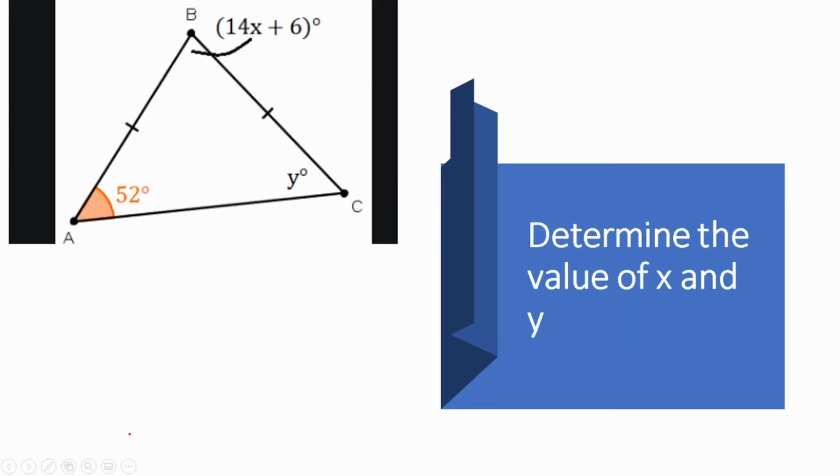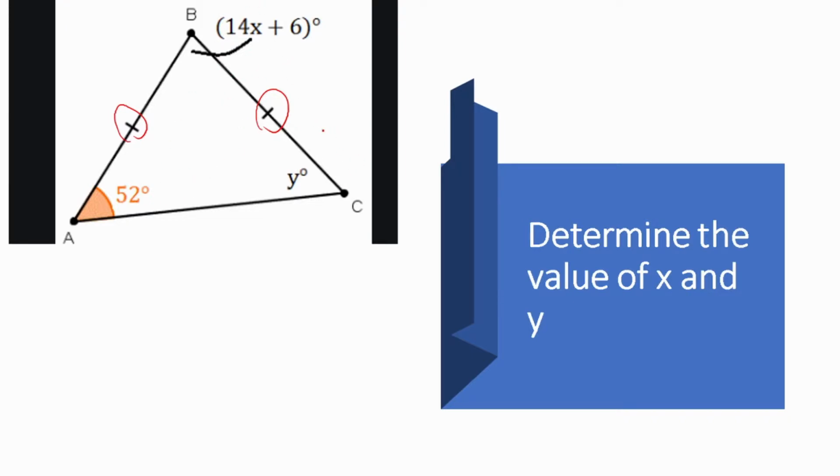Just like that. Next up, we're going to use the same idea. Now this one says determine the value of x and y. We have two variables here. And if we just added these angles up, we wouldn't be able to figure out both. But notice we're given more information. Both these lines have dashes on them, which means they're congruent. That tells us that this is an isosceles triangle.